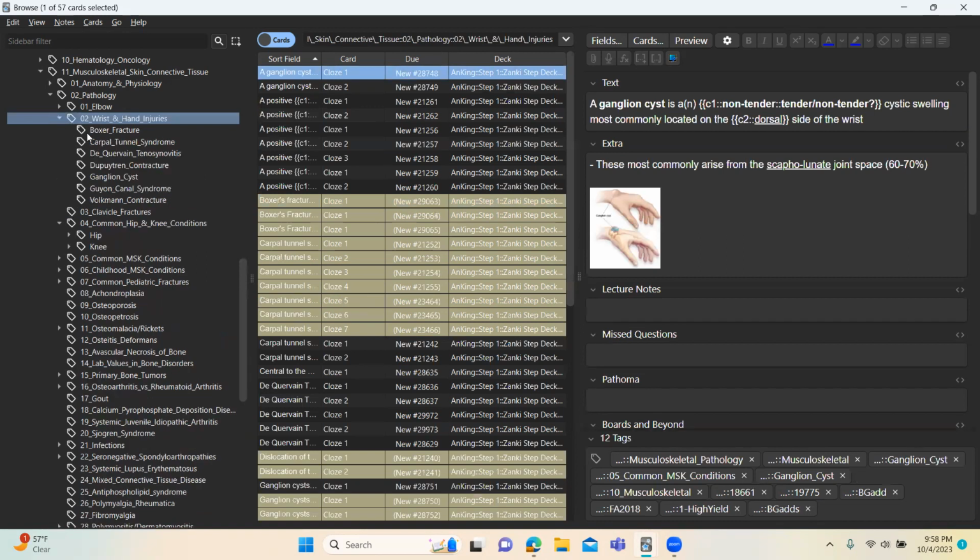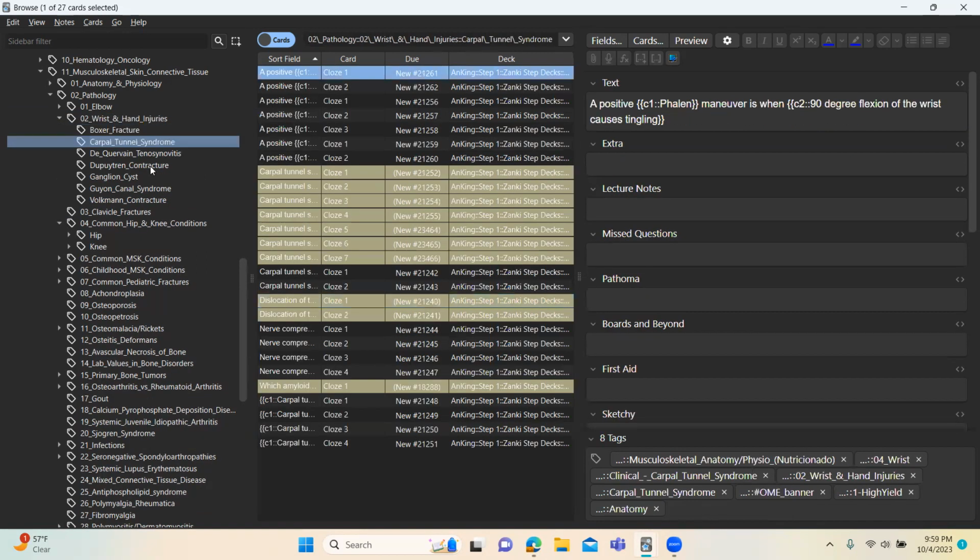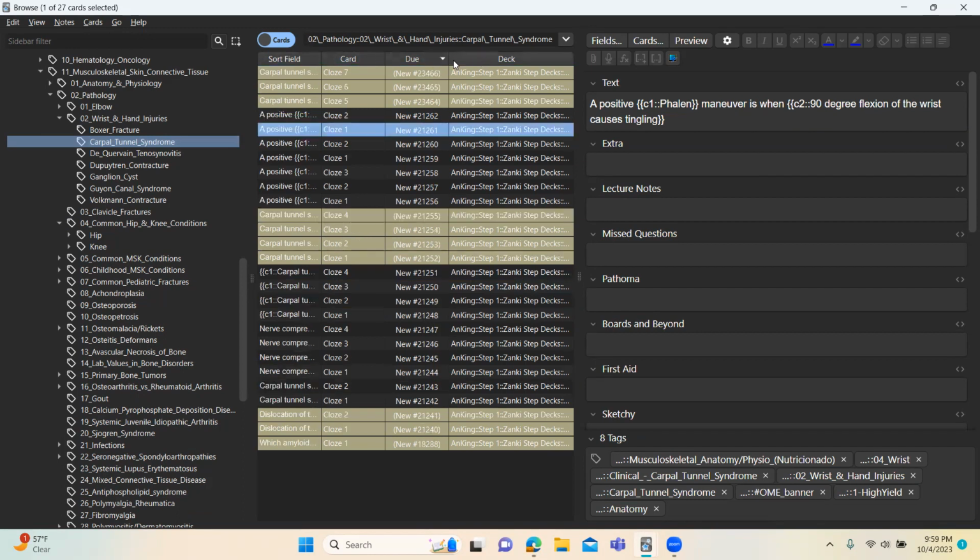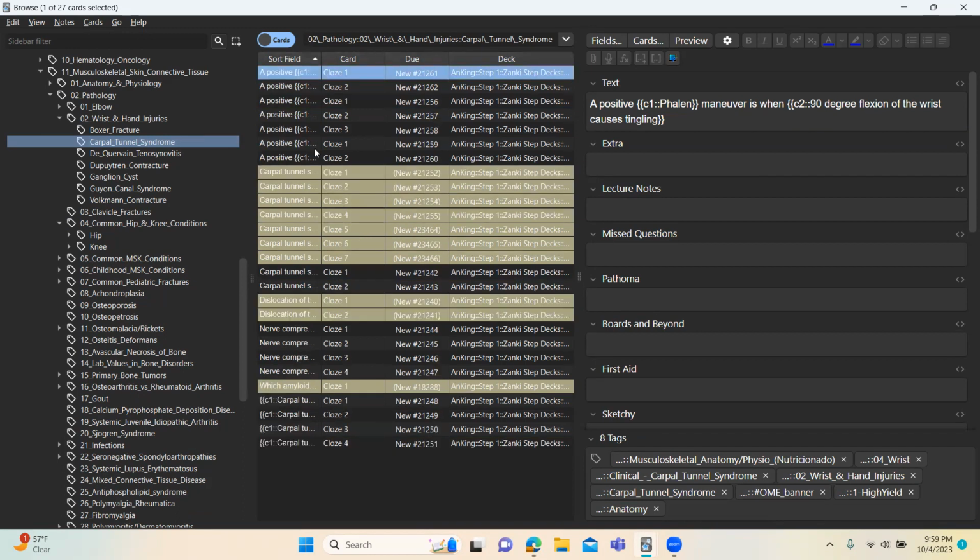Wrist and hand injuries, none. Boxer fracture, carpal tunnel syndrome, these respective cards. And depending on how your cards are ordered, click the sort field button here. So as you can see, this changes. So wherever this little arrow is at, so I sort field here. So activate all these cards. These follow the learning objectives, not only for the orthopedic lectures we have, but as well as CMNR. So I found cards for the ortho lectures tonight, as well as CMNR.